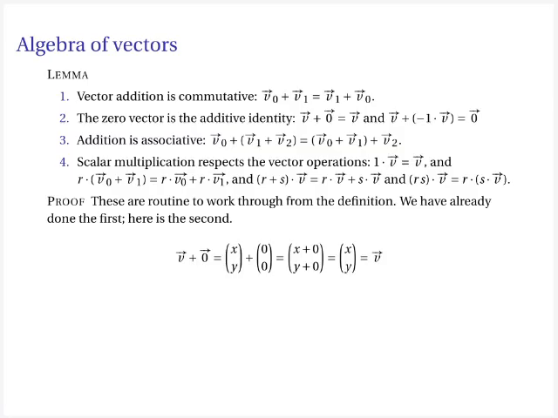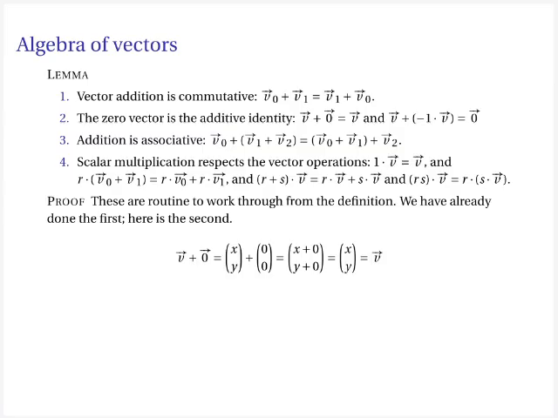And we get these rules. So vector addition is commutative. We already saw the first. The 0 vector is the additive identity. We saw an example of the second, that if you add something to 0, you get the thing back again, and if you take v plus minus v, you get 0. Addition is associative. It doesn't matter where you put the parentheses. And finally, scalar multiplication respects the vector operations.